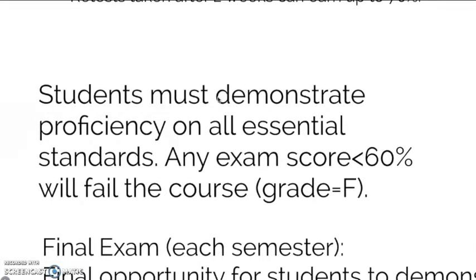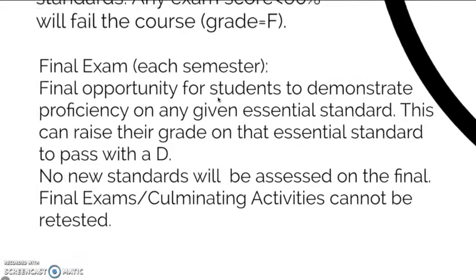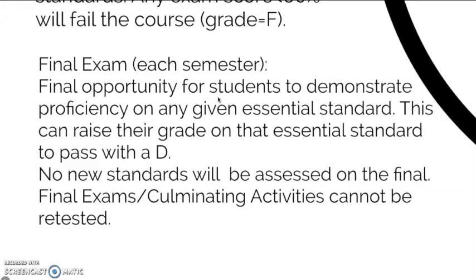Students must demonstrate proficiency on all essential standards. That means you must pass the end of learning unit quizzes or you fail the entire course. Since we allow redos, you'll have the opportunity to raise the grade on each proficiency test. There is one final opportunity at the end of each semester, even though it only counts 10% of your grade. If you pass the final, then this can raise your grade to pass the course. And of course, there's no surprises on the final. There's no new standards, but since it's at the end of the grading period, they cannot be retested.